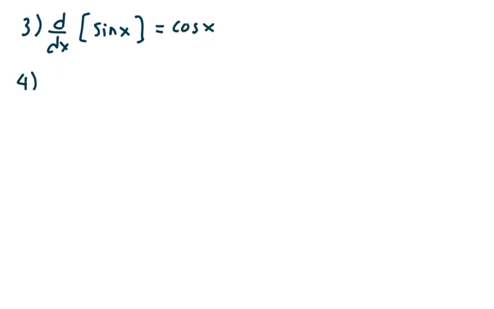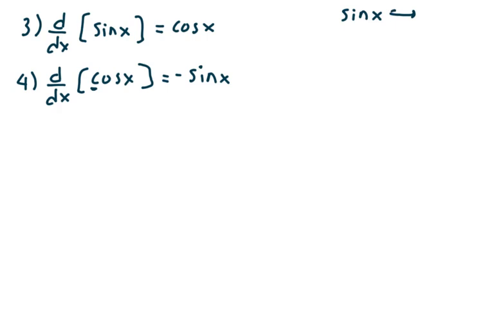Let's take a look at number 3. Suppose I want to find the derivative of sine of x. The derivative of sine of x is cosine of x. Number 4. Suppose I want to find the derivative of cosine x. Cosine starts with c, and so this is going to be negative sine of x. So a neat little trick is that sine of x and cosine of x come in pairs, right?